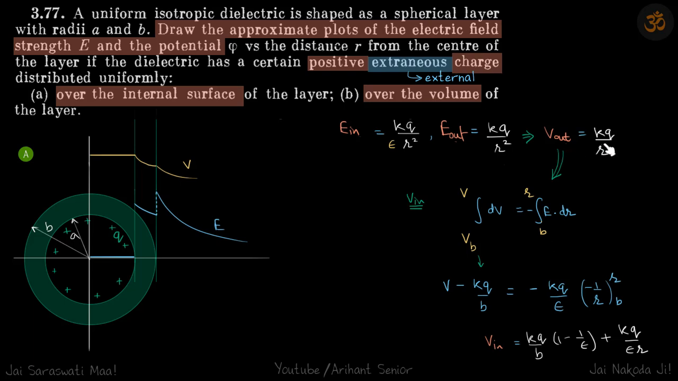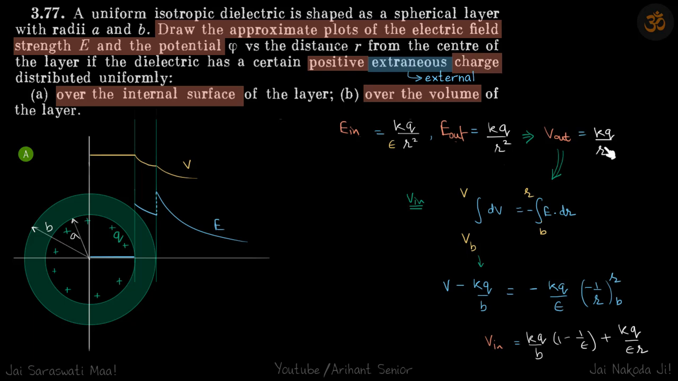V out is kq by r, so that we know. But let's start from here. Inside, the potential is constant, so it's going to be a straight line. Then V in is this, so it's proportional to 1 by r, and there is a factor of epsilon also. So it's going to fall quite fast. And once it reaches the surface, it's going to fall a little bit slowly because epsilon is not there. Then it will fall as kq by r. So here the fall is sharp, here it is slow.